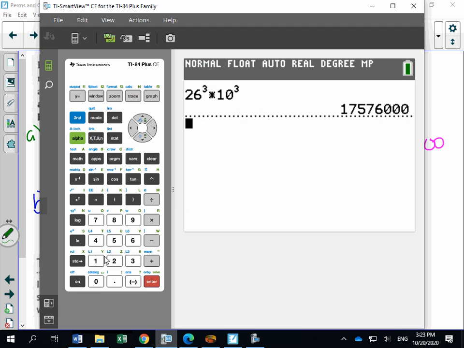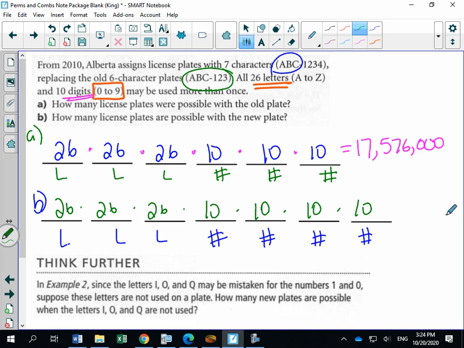So on the calculator, I would do 26 to the power of 3, and now it's going to be times 10 to the power of 4, because I have 4 different stages now for numbers. So from here, I've just changed my answer to 175,760,000. So 175,760,000 total license plates are available when you have 3 letters and 4 numbers. Okay? Let's look at this think further.